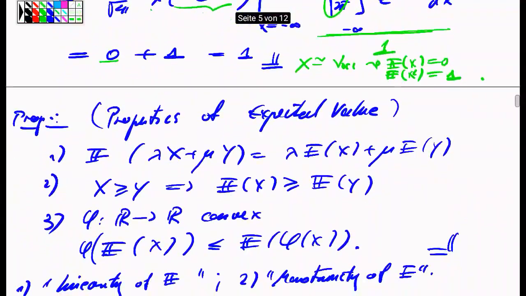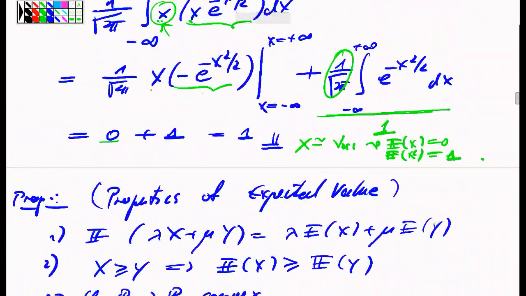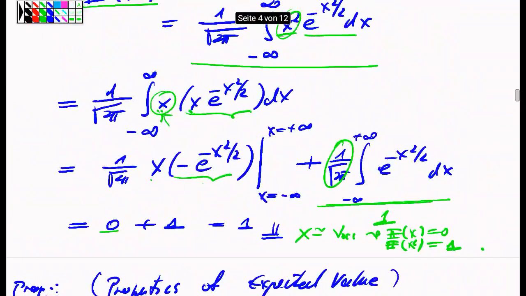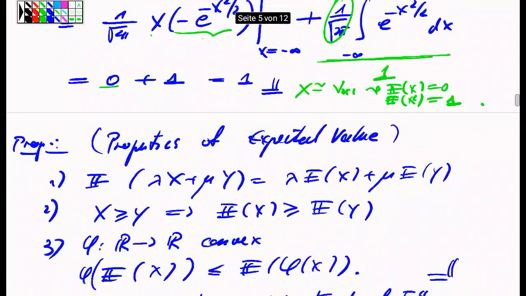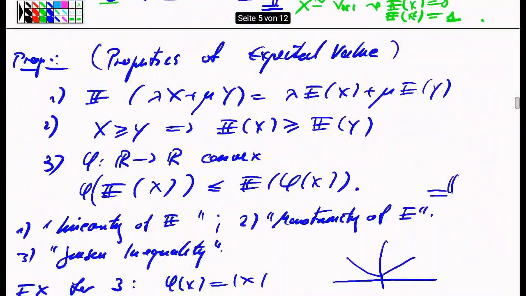Okay. That was an example how to compute the expected value of a random variable when you have access to the law of that random variable. Sometimes it's useful just to do it using the law.